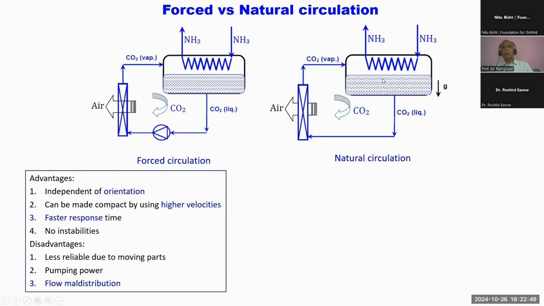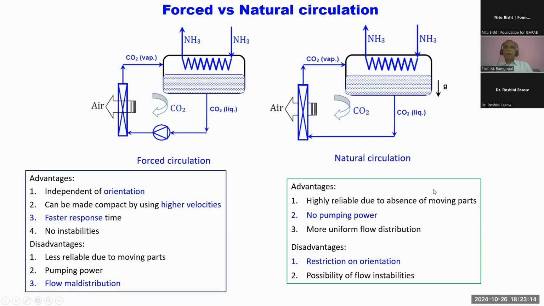So it creates a buoyancy head, and since the liquid is denser than the two-phase mixture or the vapor, the liquid comes down and the vapor goes up. So as long as you are supplying heat in the air cooler, there will be continuous circulation of carbon dioxide. But for this I have to have gravity, and I have to maintain a certain level difference so that the required amount of carbon dioxide can flow.